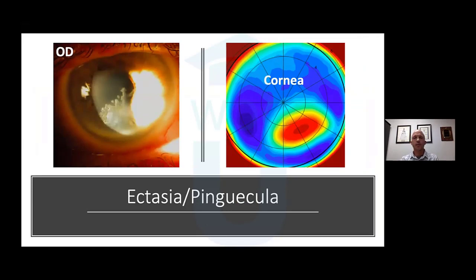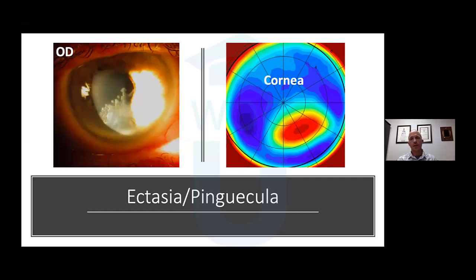This is another patient with corneal ectasia and a pinguecula. This patient came to my practice. He was frustrated. He wasn't seeing well. And he had previously failed in a scleral lens with another practitioner.